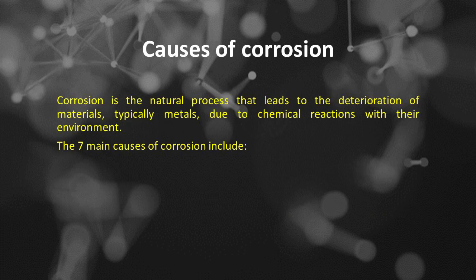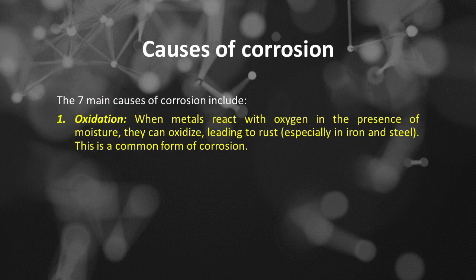Causes of corrosion. Corrosion is the natural process that leads to the deterioration of materials, typically metals, due to chemical reactions with their environment. There are 7 main causes of corrosion. Number 1 is called oxidation. When metals react with oxygen in the presence of moisture, they can oxidize, leading to rust, especially in iron and steel. This is a common form of corrosion.